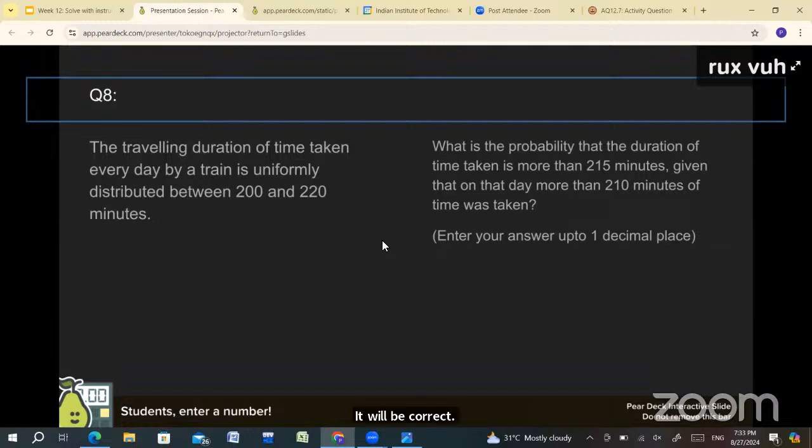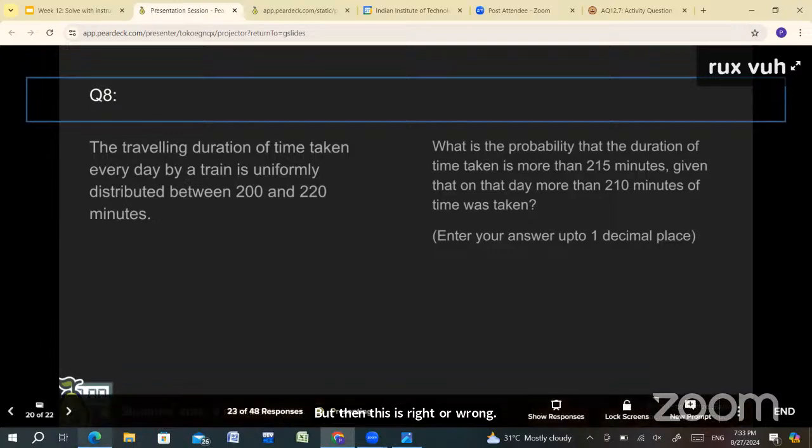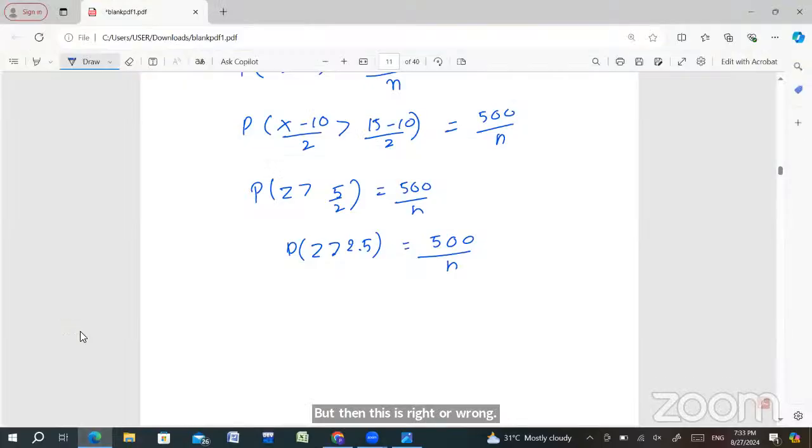I am just thinking on this line that since it is uniformly distributed, we can solve it directly without using any formula, just by logic. We can solve this kind of question. If I am wrong, that by taking the probability between 210 and 220 as 1, I am a little bit confused only on this thing, whether this is right or wrong. Okay, let me write it, whatever you are saying.